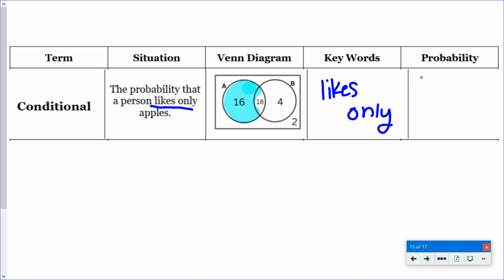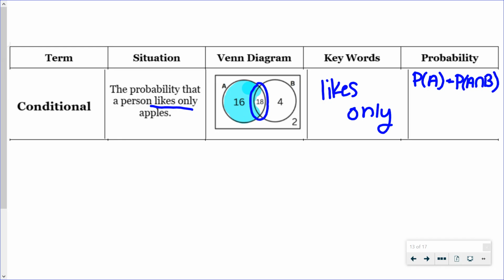All right. So when I write this out, I'm looking at the probability of A, but there's a section I don't want to include. And if I want to remove something, I'm going to write subtract. Well, the section I'm subtracting is the intersection. So I'm going to write minus A intersects B. That's how you find the probability of a conditional or of one piece. Okay, just the A without the shared.